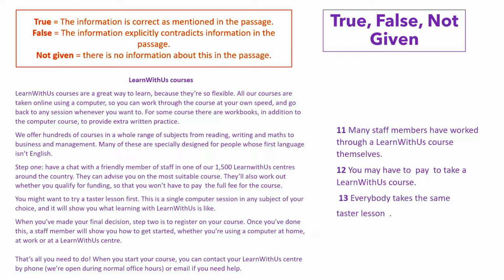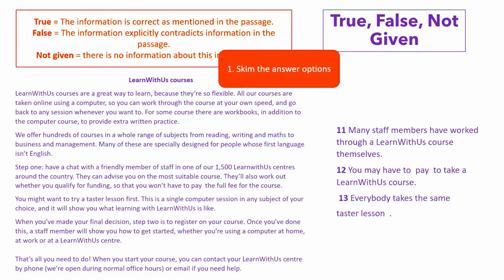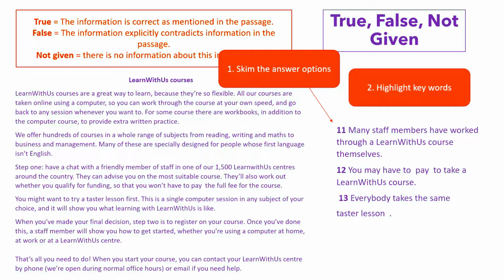So number 1, skim the answer options. So first, many staff members have worked through a Learn With Us course themselves. The next one, you may have to pay to take a Learn With Us course. And next one, everybody takes the same taster lesson. So technique number 2, highlight the key words. Now the key words in these answer options, staff members, pay, course, and the next one, taster lesson.